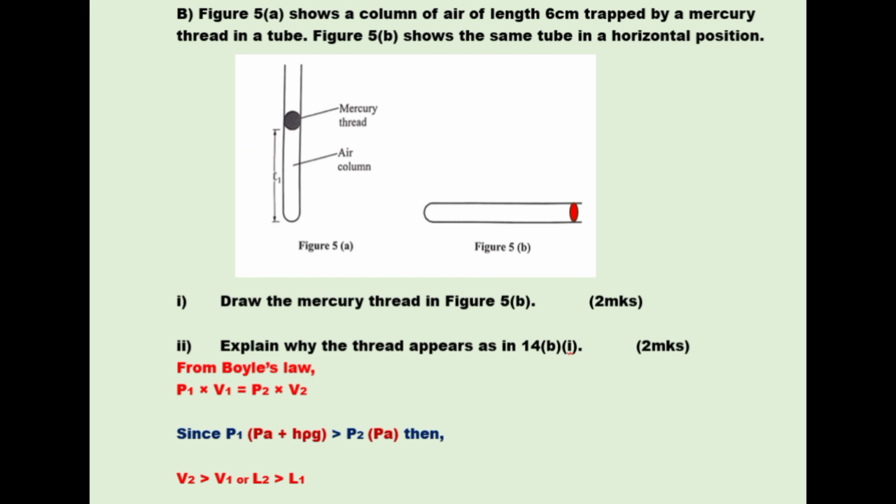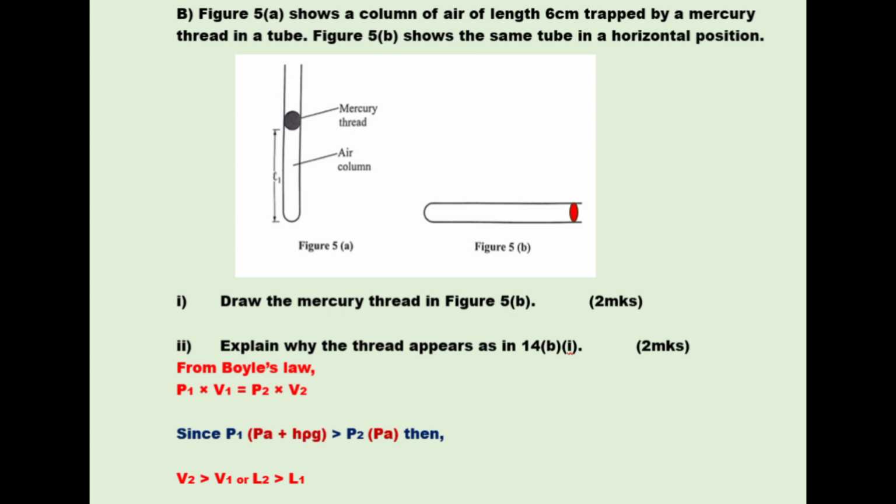So you're going to draw the new mercury thread in 5b when it is now in the horizontal position. You realize that when it is vertical, the column of trapped air is shorter than when it is horizontal. That means the mercury thread should be towards the upper end, towards the opening, so the length of trapped air is larger. So you draw towards the opening. Then explain why the thread appears in 14b Roman 1.